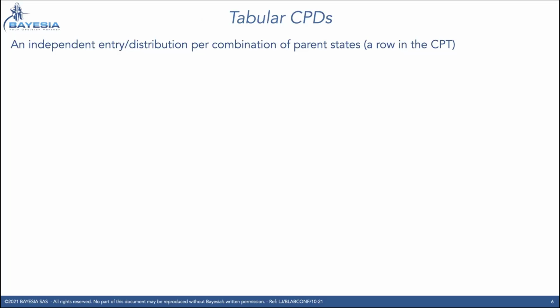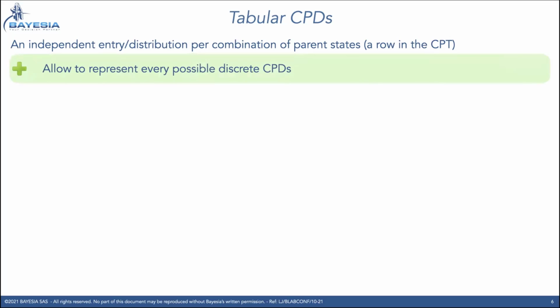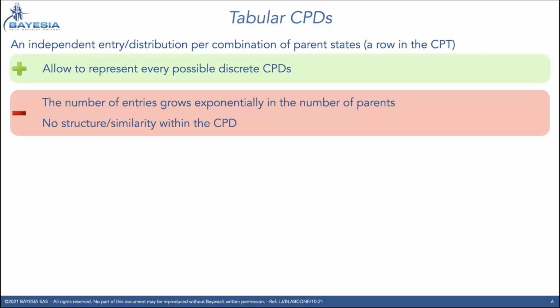So let's start with the first one, the tabular conditional probability distribution. Here you have one entry, one row, per combination of the parent states. This is really nice because you can represent every possible discrete conditional probability distribution. You have all the degrees of freedom here. But on the negative side, you have a number of entries that grows exponentially with respect to the number of parents, and you don't have any structure or similarity within the conditional probability distribution.